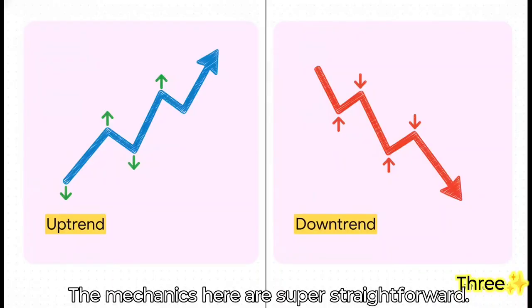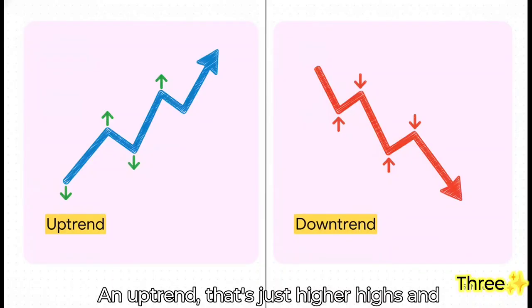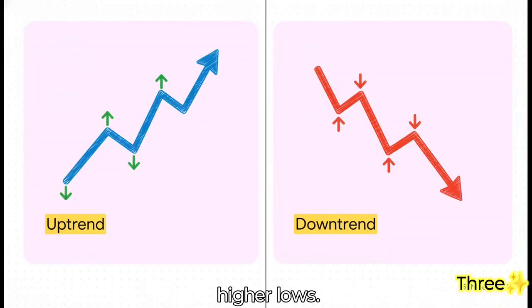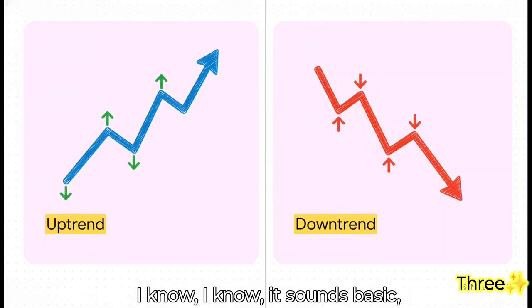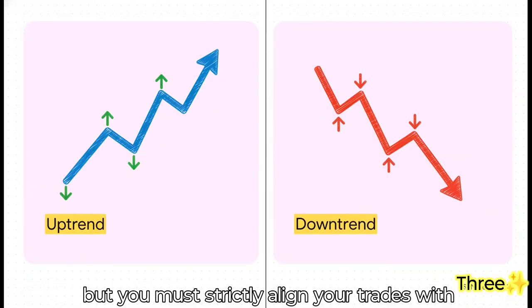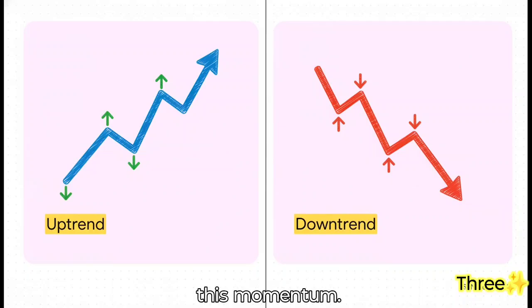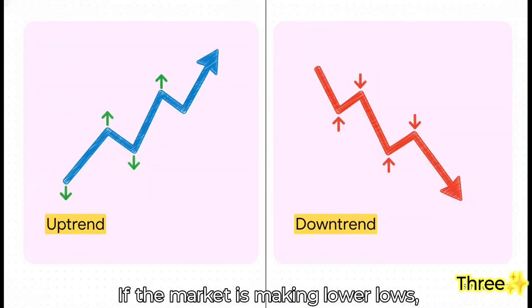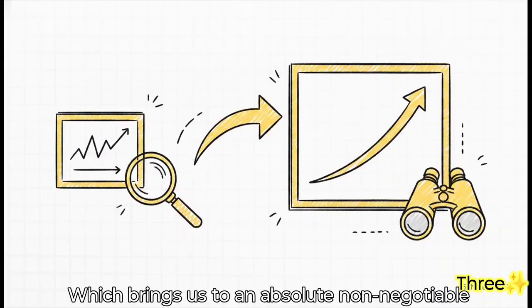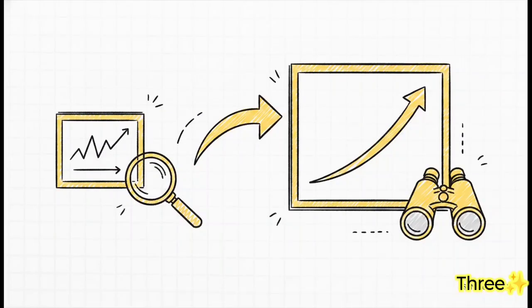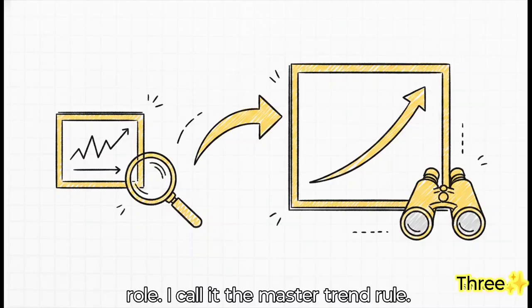The mechanics here are super straightforward. An uptrend, that's just higher highs and higher lows. A downtrend is lower lows and lower highs. I know, it sounds basic, but you must strictly align your trades with this momentum. If the market is making lower lows, you are only looking for short positions, period. Which brings us to an absolute, non-negotiable rule. I call it the master trend rule.